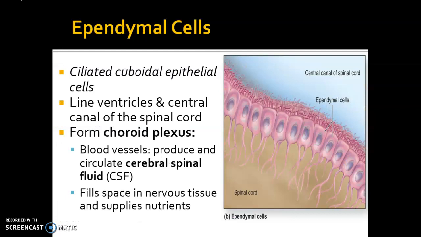The next type of glial cells that we will talk about is called ependymal cells. As you see on the right hand side, the pink cube-like cuboidal cells are ependymal cells. These cells have cilia on their apical surface. The ependymal cells line the ventricles of the brain. Ventricles are nothing but hollow cavities inside the brain. Those are lined by ependymal cells.